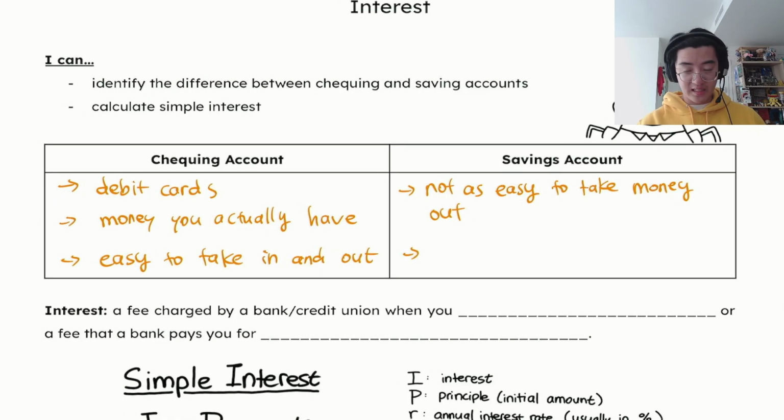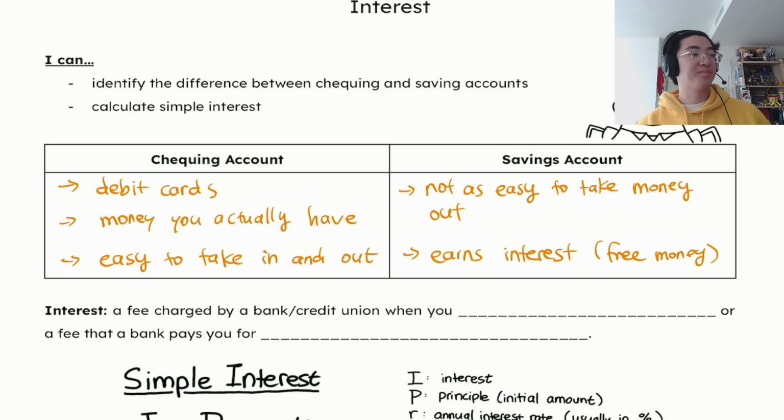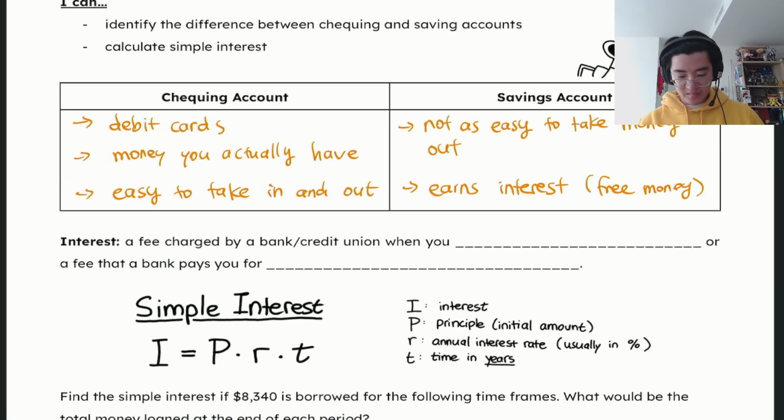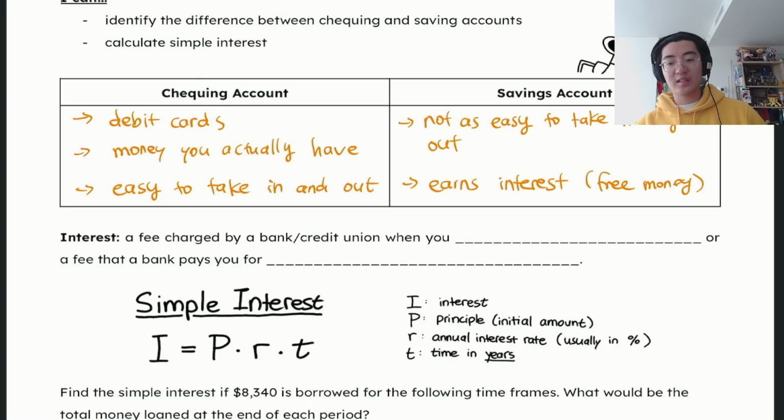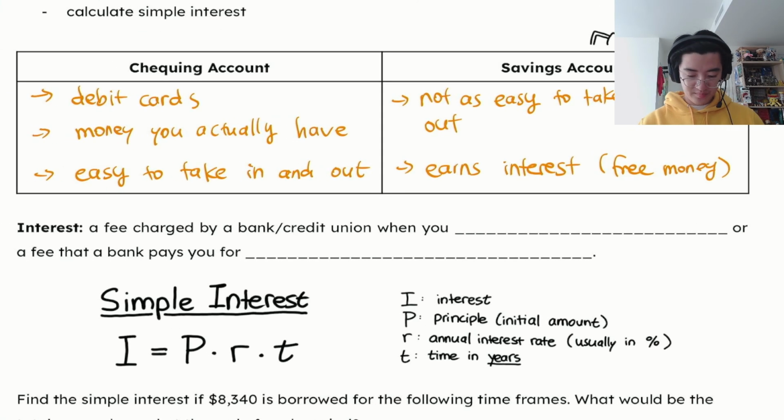But savings accounts oftentimes earn you interest, which is again free money. We like free money. Now interest is oftentimes charged by a bank or credit union when you borrow money from them. So interest can be a bad thing.